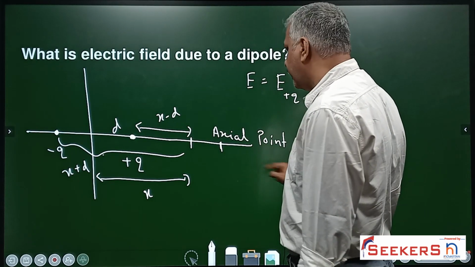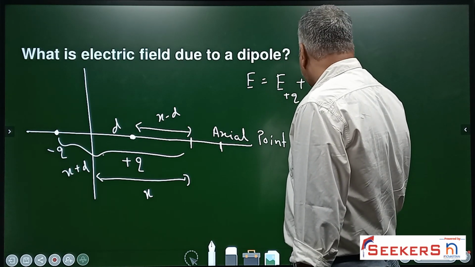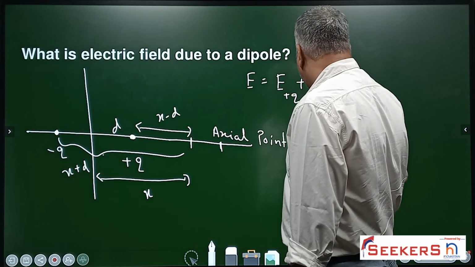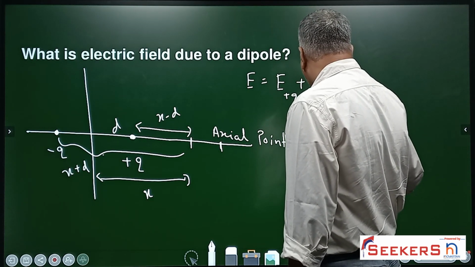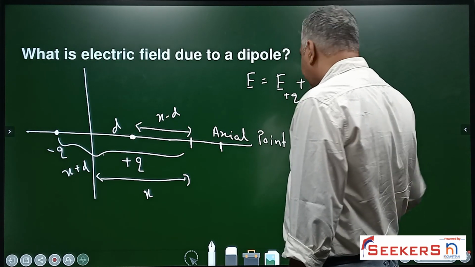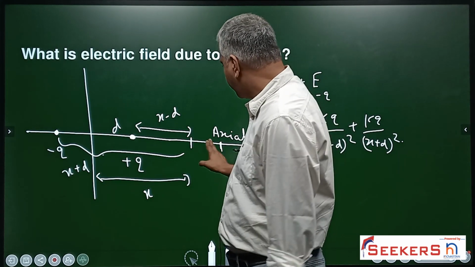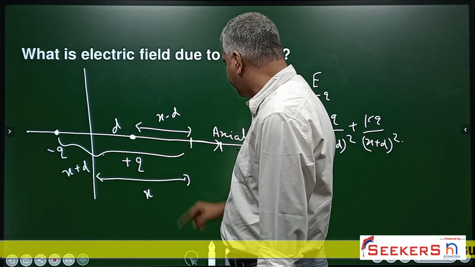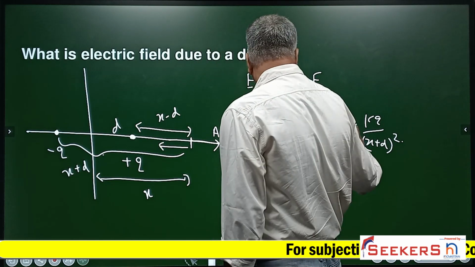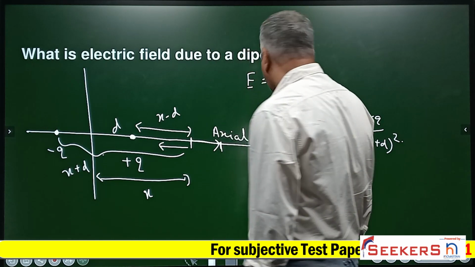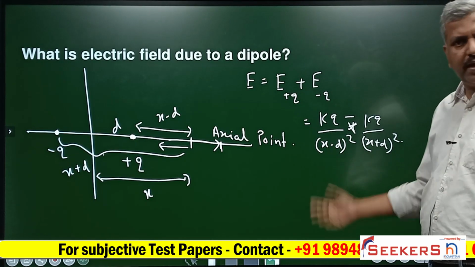So the electric field will simply be equal to kq by x minus d the whole squared plus kq by x plus d the whole squared. So I hope you are able to understand. But this is a positive charge, so at this point the field will be in this direction, but for the negative charge the field will be in this direction. So the plus here will not be correct, that has to be a negative sign.